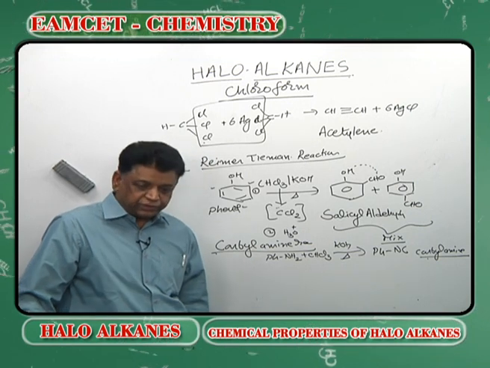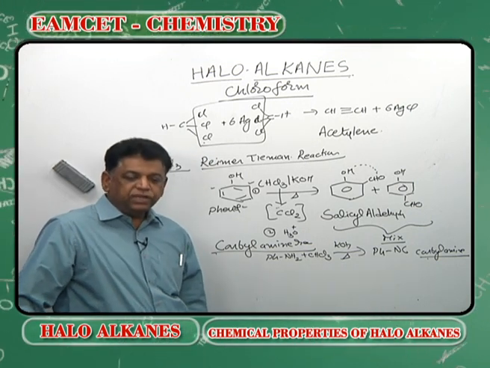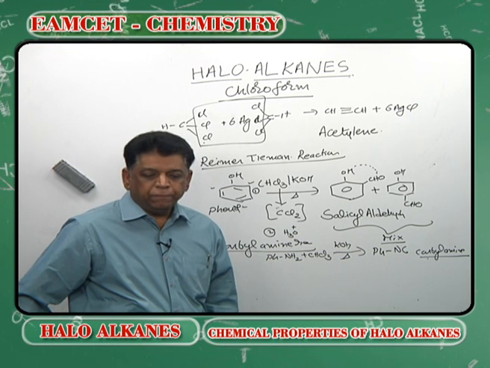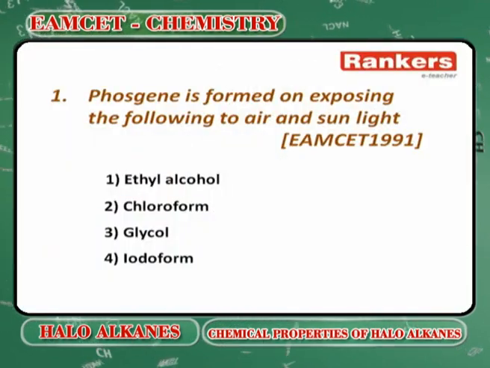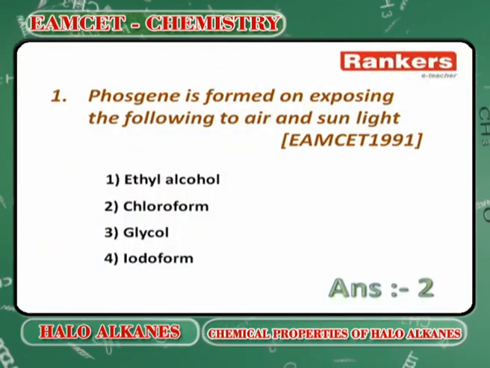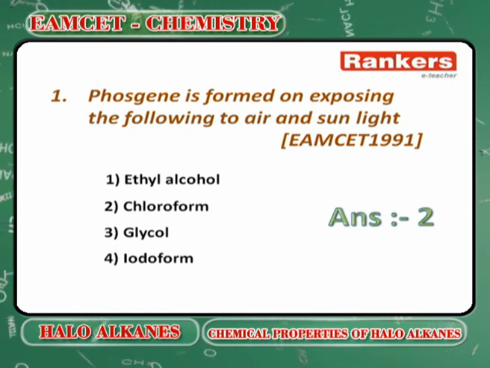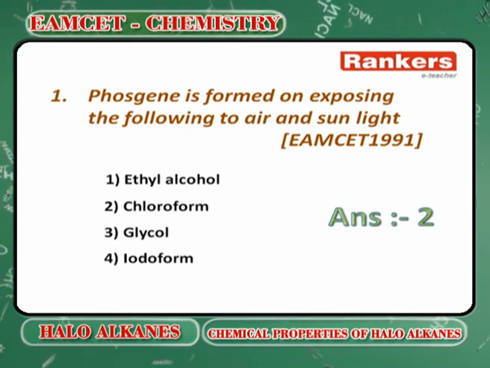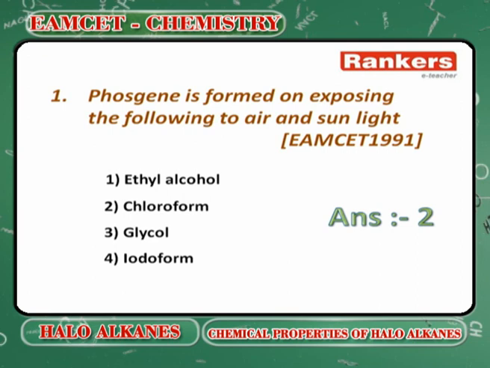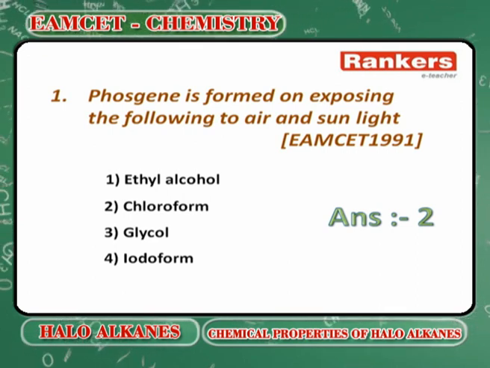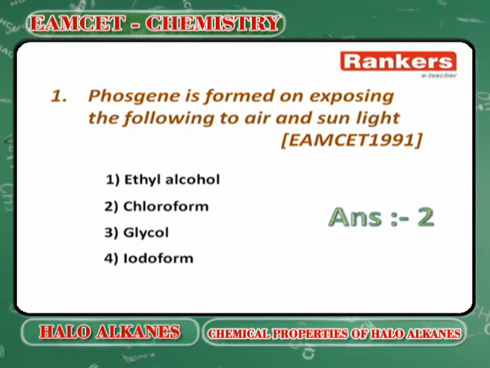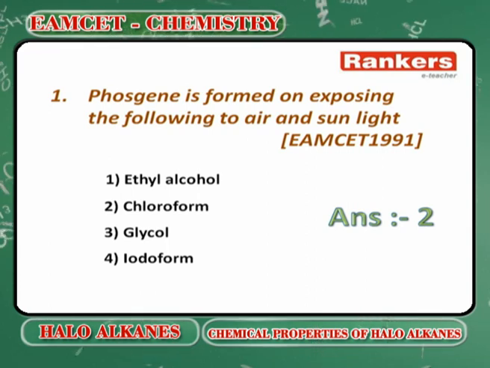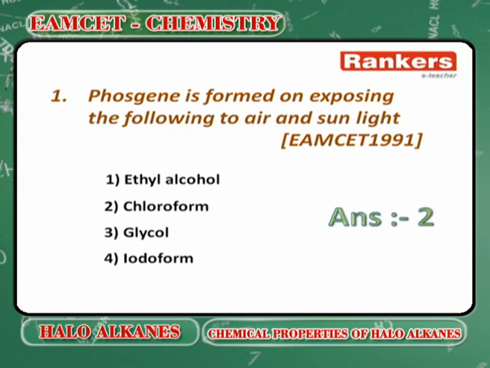Next, first question. Phosgene is formed on exposing the following to air and sunlight. Sunlight is catalyzing, and oxygen in the air is reacting with the chloroform, and it is a slow reaction. When it is kept for 2-3 days, the chloroform becomes phosgene. Answer 2 is the right answer. Next.